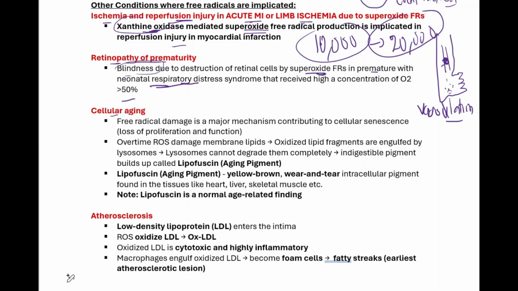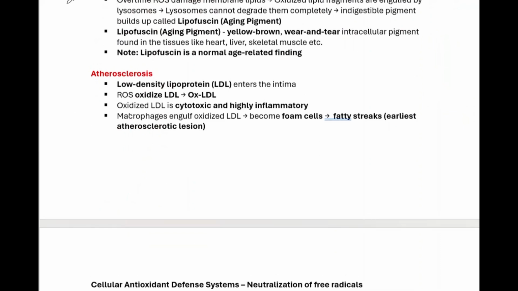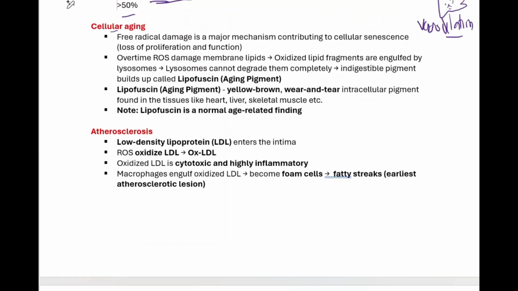The next one is cellular aging. So with cellular aging, free radical damage is a major contributor to aging, which leads to loss of proliferation and function. Over time, these reactive oxygen species damage the membrane lipid. Remember, we spoke about it earlier, lipid peroxidation. Those lipids or phospholipids inside the cell membrane, we're going to add hydrogen peroxide to them, and that process is what we call lipid peroxidation.